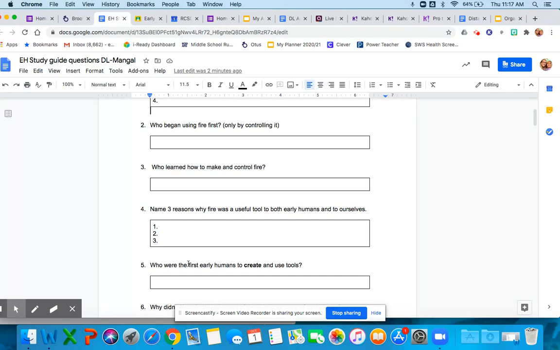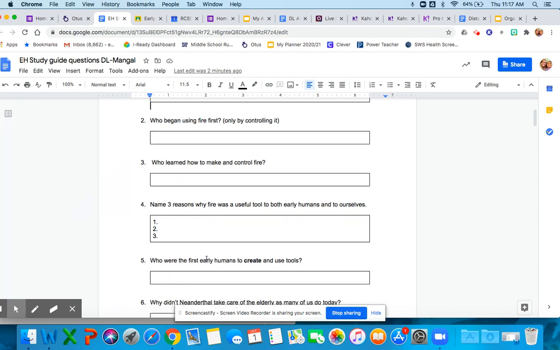Number 5, who were the first early humans to create and use tools?